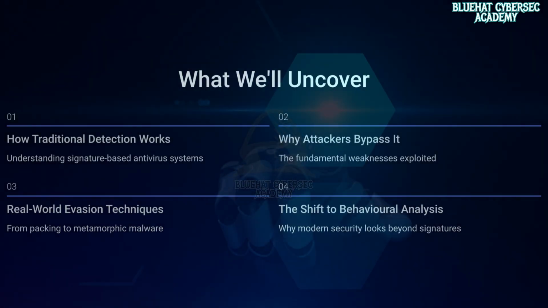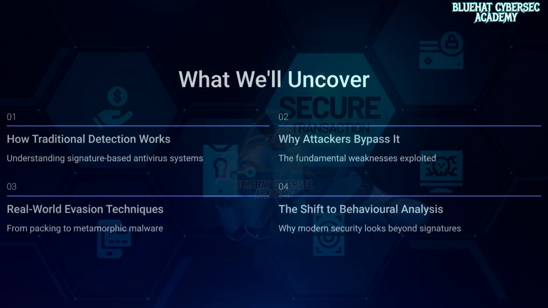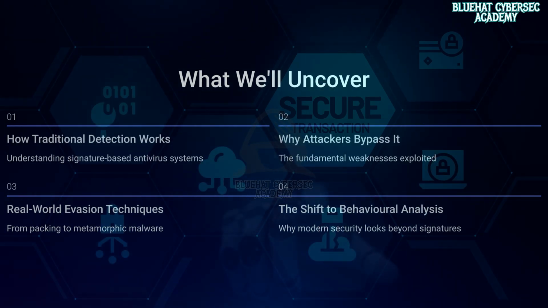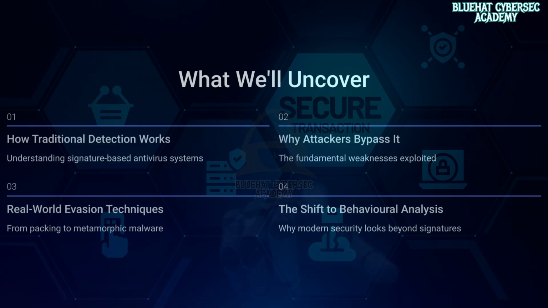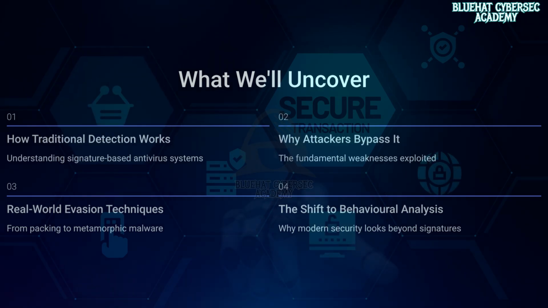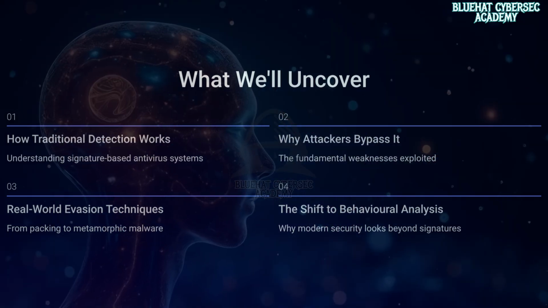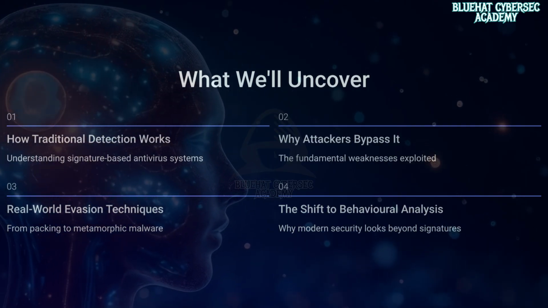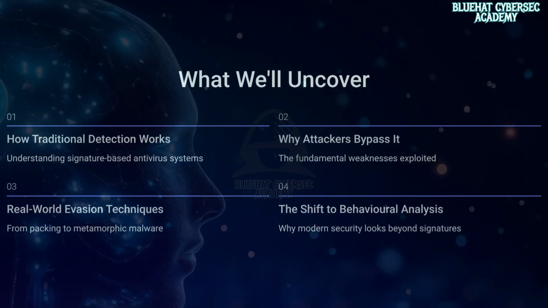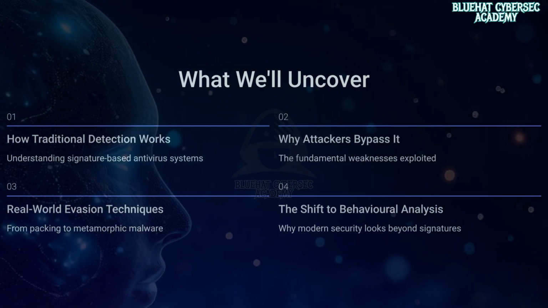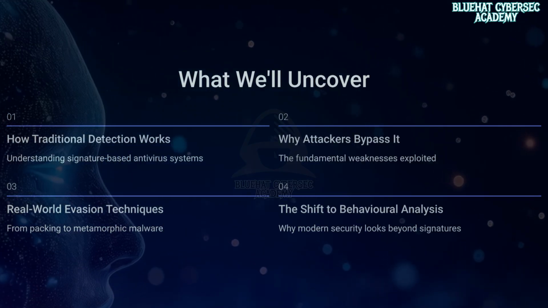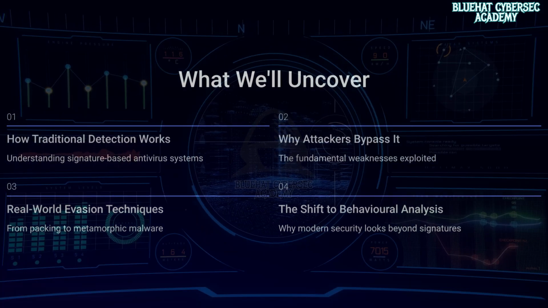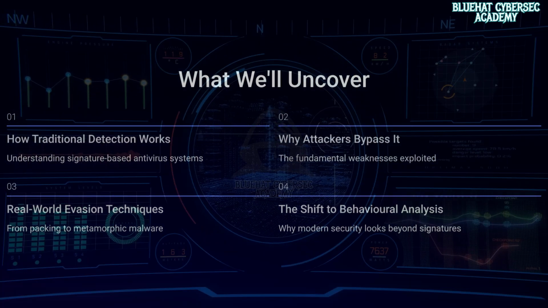And in this episode of the Malware Encyclopedia, we are diving into one of the most important and most misunderstood concepts in modern cybersecurity: Antivirus Signature Evasion. We are going to break down how traditional antivirus detection actually works, why attackers learn to bypass it so effectively, the major evasion techniques used in the real world, and why modern cybersecurity increasingly depends on behavioral analysis rather than static signatures alone. Because once you understand how malware avoids detection, you start looking at digital security very differently.